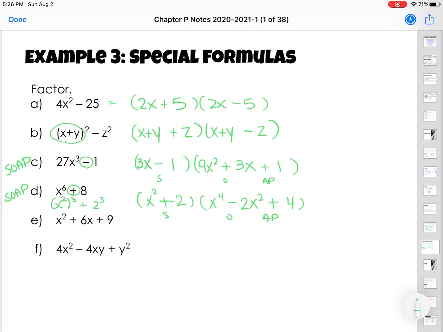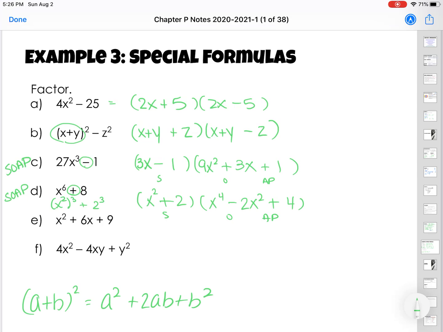All right, and the next one, special formula. So this is a perfect square trinomial. You may or may not recognize it. This is that a plus b squared is going to be equal to a squared plus 2ab plus b squared. If you don't recognize it, it's fine. What multiplies to 9 and adds to 6? 3. 3 times 3. So you're going to get x plus 3 squared.